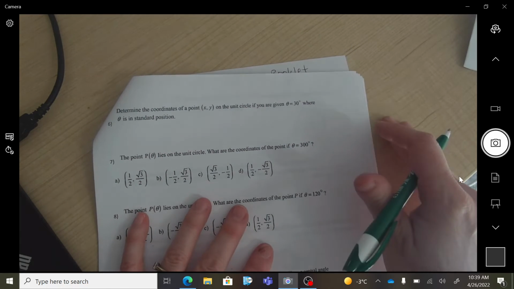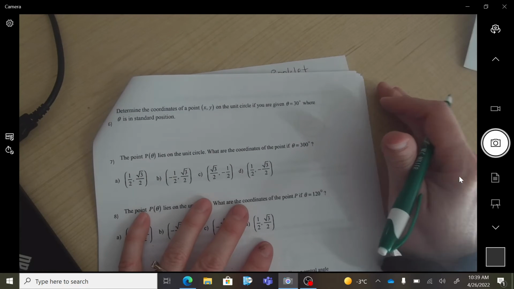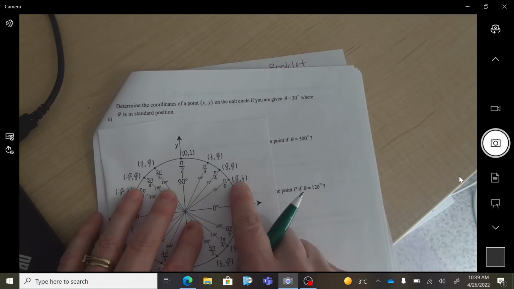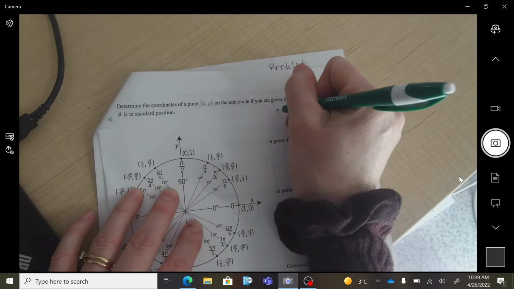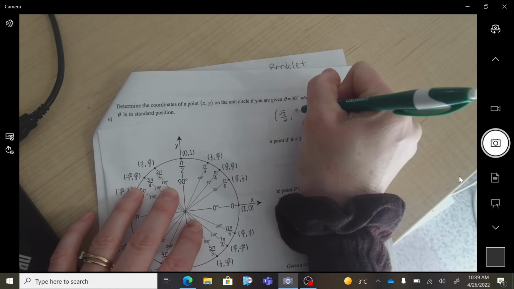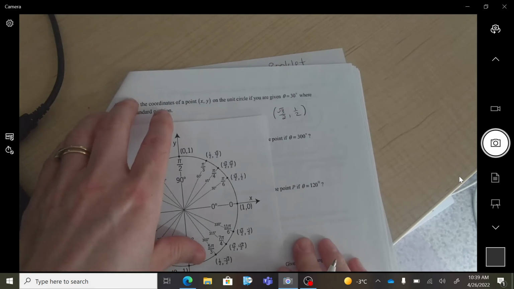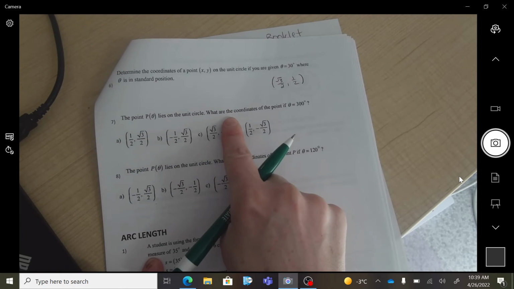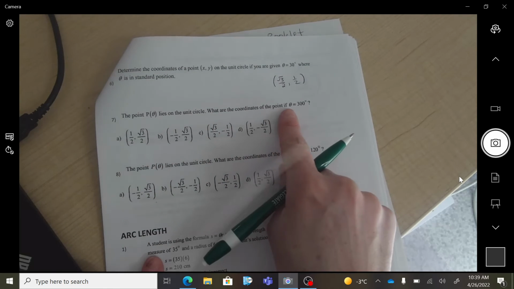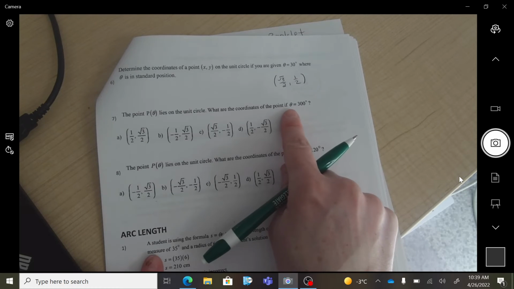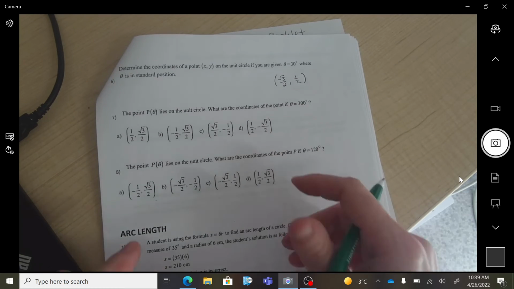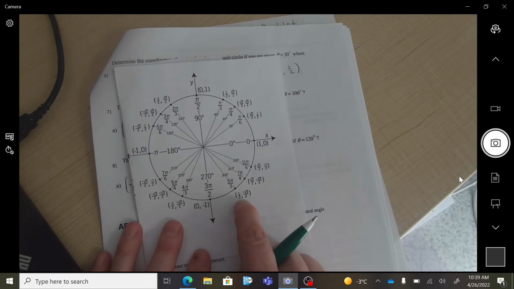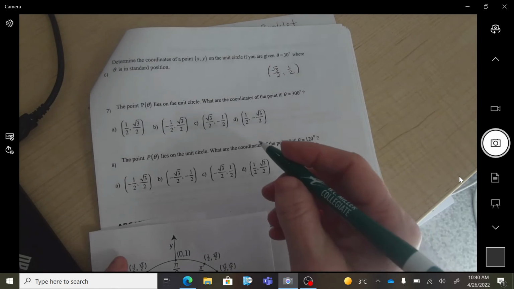Okay, determine the coordinate x, y on the unit circle if you are given 30 degrees. So I'm just going to go here, 30 degrees. It says determine the coordinate, so I'm just going to write the full coordinate. If the point P lies on the unit circle, what are the coordinates of the point if the angle is 300? So basically, again, looking at my unit circle, what is the point? So 1/2 comma negative root 3 over 2.